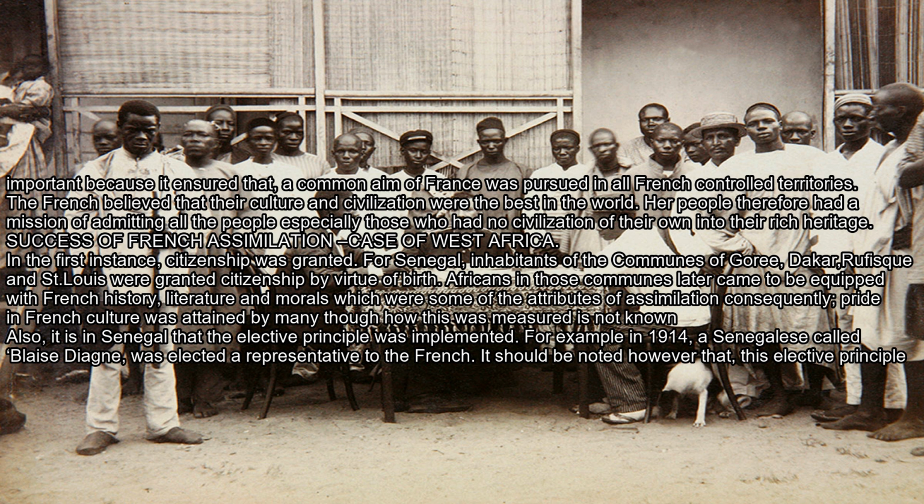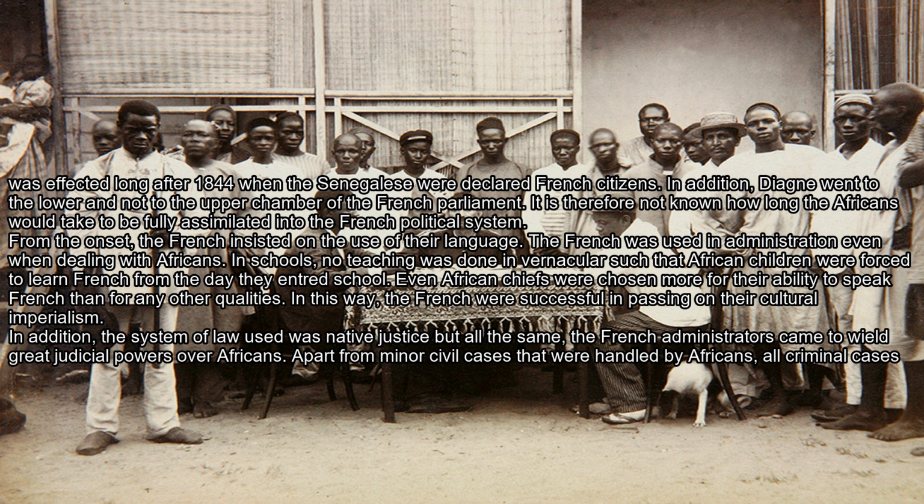Also, it is in Senegal that the elective principle was implemented. For example, in 1914, a Senegalese called Blaise Diagne was elected a representative to the French. It should be noted, however, that this elective principle was effected long after 1844 when the Senegalese were declared French citizens. In addition, Diagne went to the lower and not to the upper chamber of the French Parliament. It is therefore not known how long the Africans would take to be fully assimilated into the French political system.